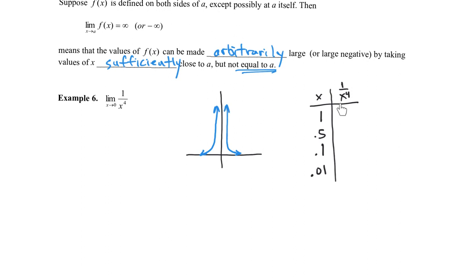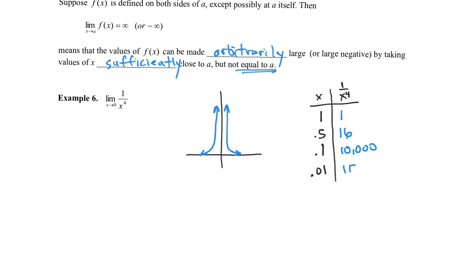Or you could see it here. If you plug in 1 over x to the fourth into your calculator and go to the table and punch in a few values, you see if I let x be 1, 1 over 1 to the fourth is 1. But when it's 1/2, you get 16. When it's 0.1, you get 10,000. And you can see these things are getting big really quickly.